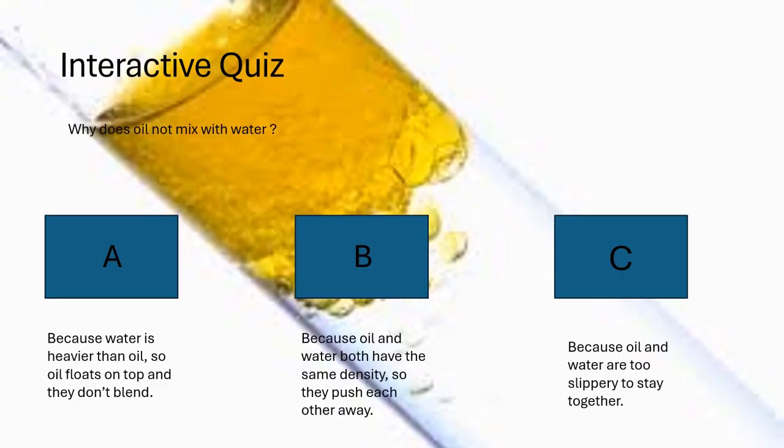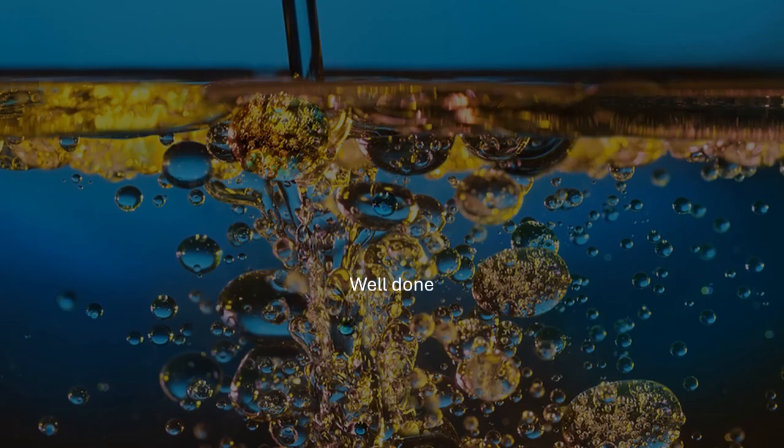Now it's time for the quiz. Question 1. Why does oil not mix with water? Is it A, because water is heavier than oil, so oil floats on top and they don't blend? B, because oil and water both have the same density, so they push each other away? Or C, because oil and water are too slippery to stay together? Click on whichever you think is the correct answer. Correct. Well done. The answer was A.